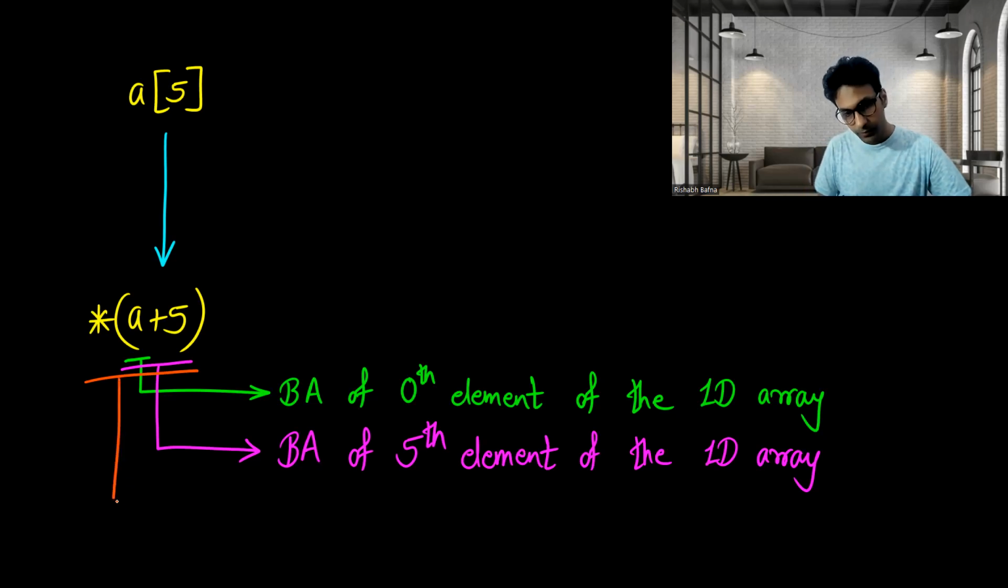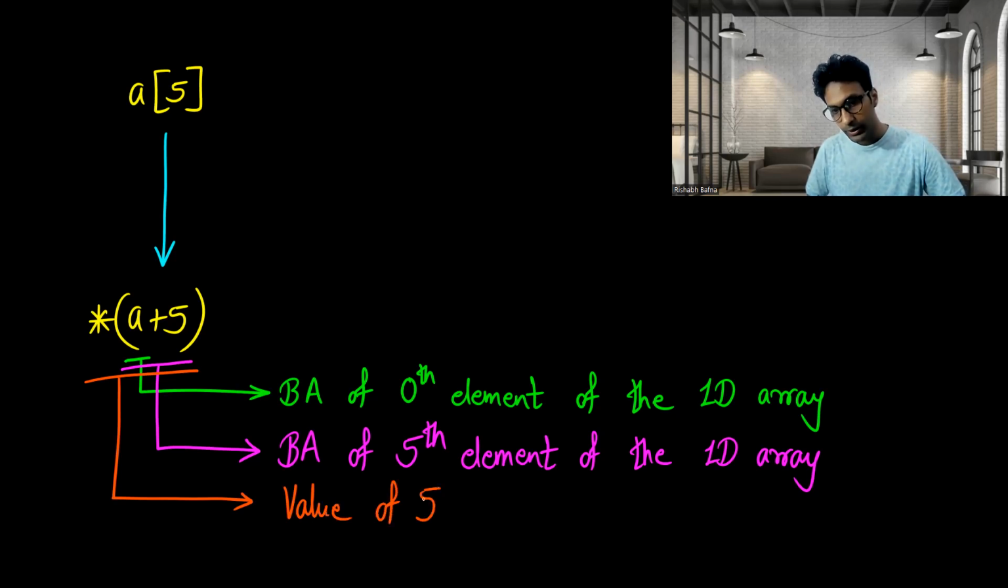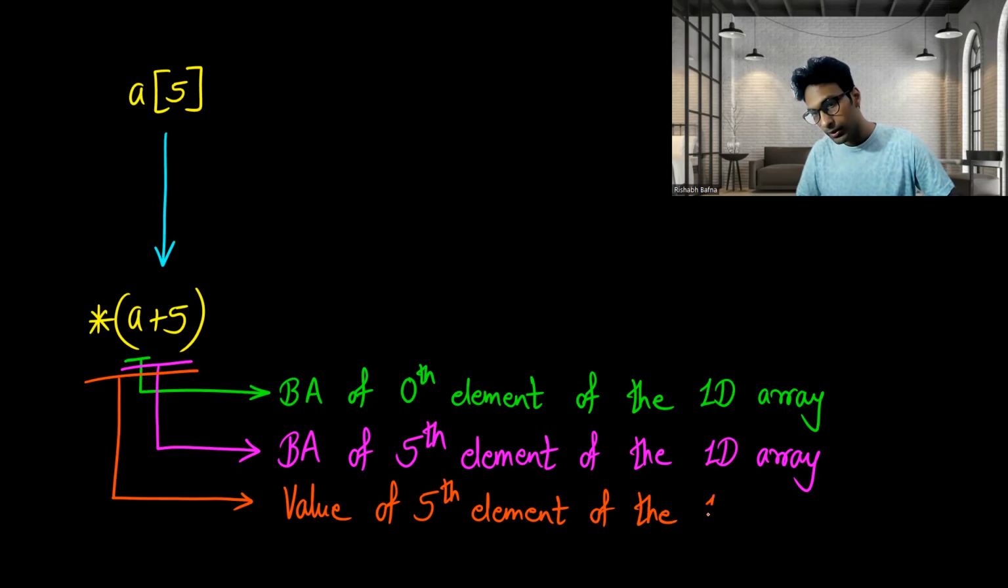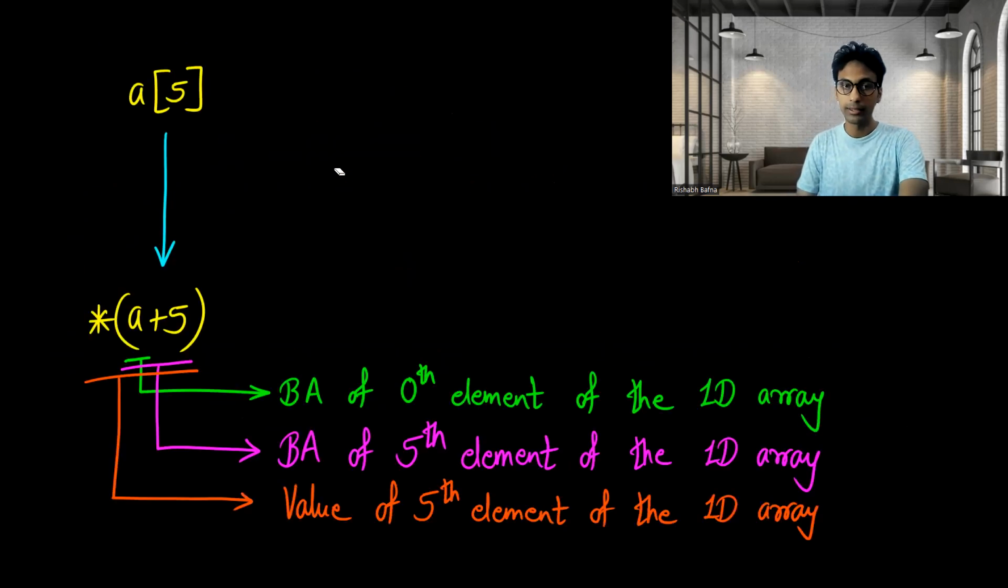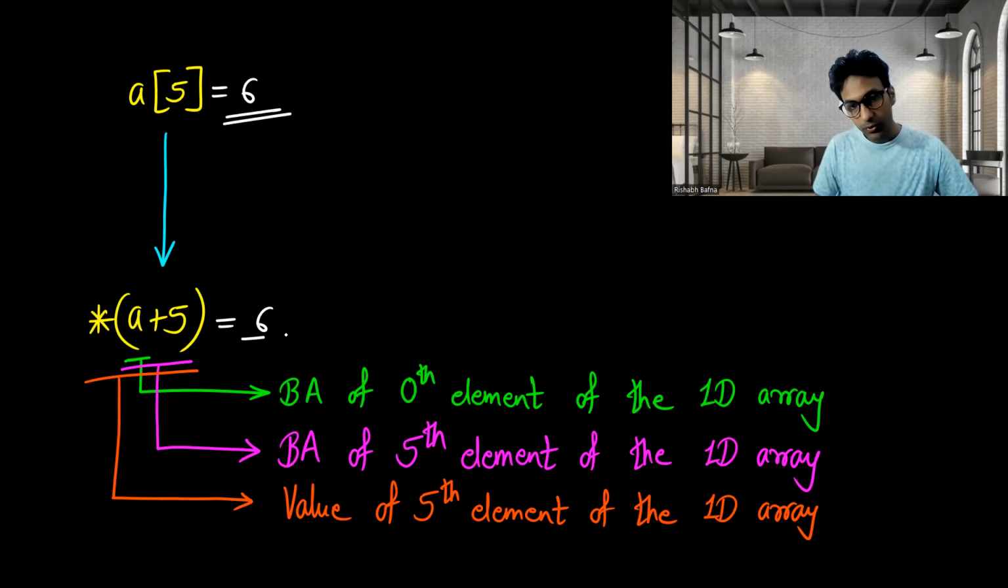Value of the fifth element of the 1D array. So what is the value of the fifth element? Obviously, it is 6. We are getting it correctly. A of 5 is 6 and star A plus 5 is also 6, isn't it? So this is correct.